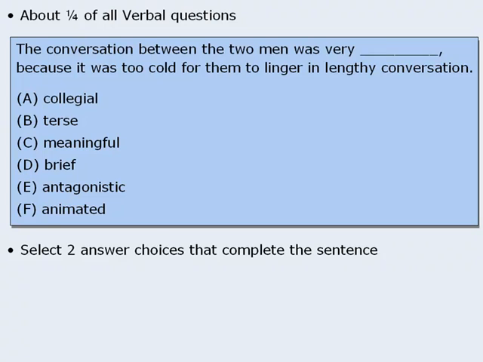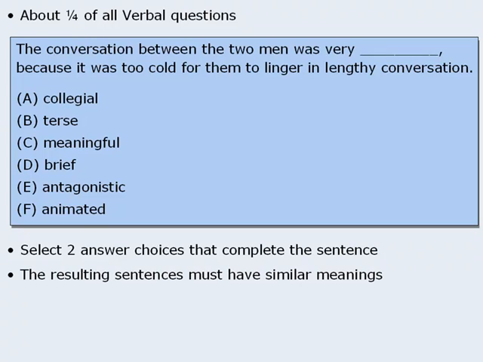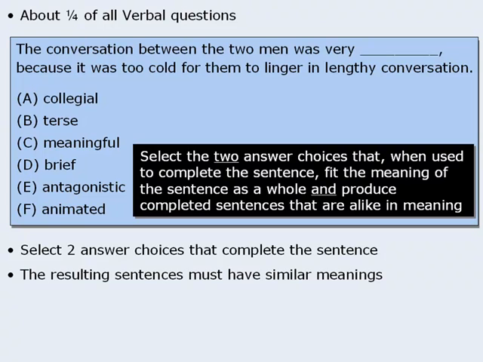You must identify 2 answer choices that most appropriately complete the sentence, and, just as importantly, the 2 resulting sentences must have similar meanings overall. Here are the official instructions. They say, select 2 answer choices that, when used to complete the sentence, fit the meaning of the sentence as a whole and produce completed sentences that are alike in meaning.